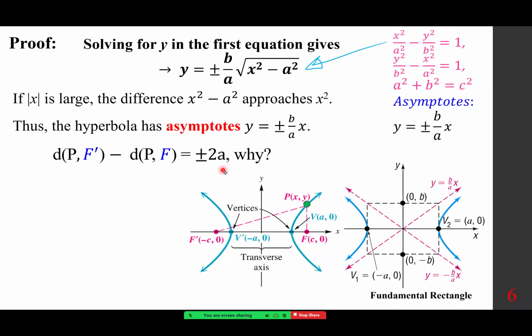So the proof is very simple. Remember, by definition, this distance is constant. So if you pick any point on the graph, for example, if you pick this point, V, F prime minus VF has the same distance.